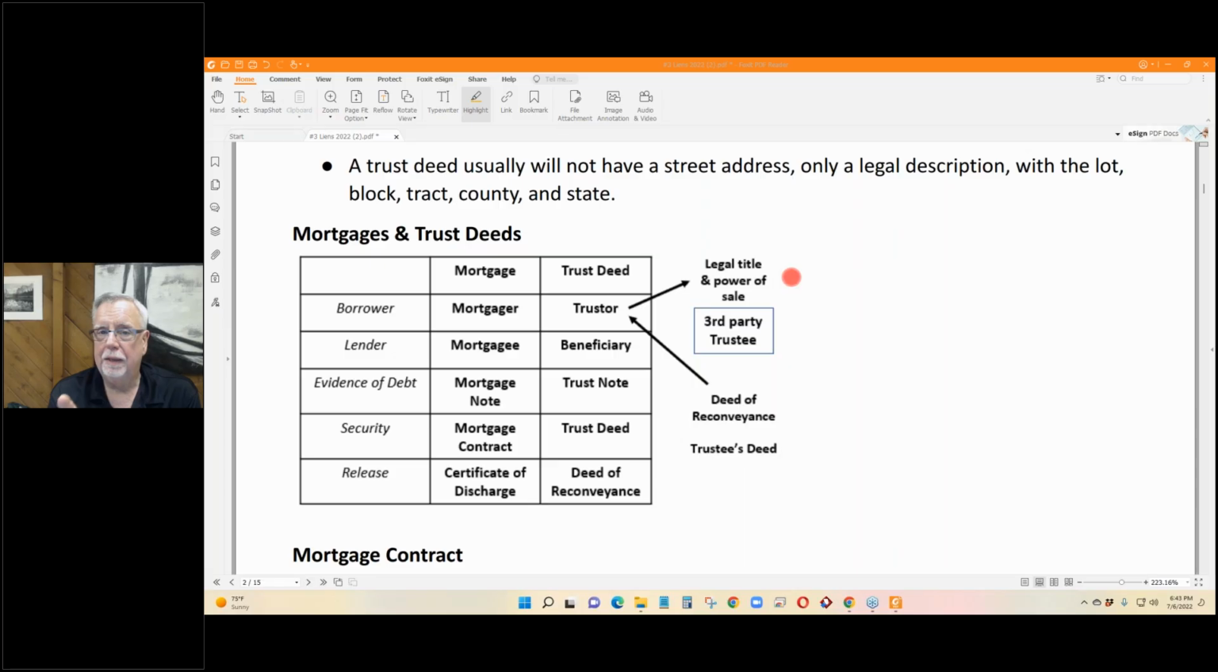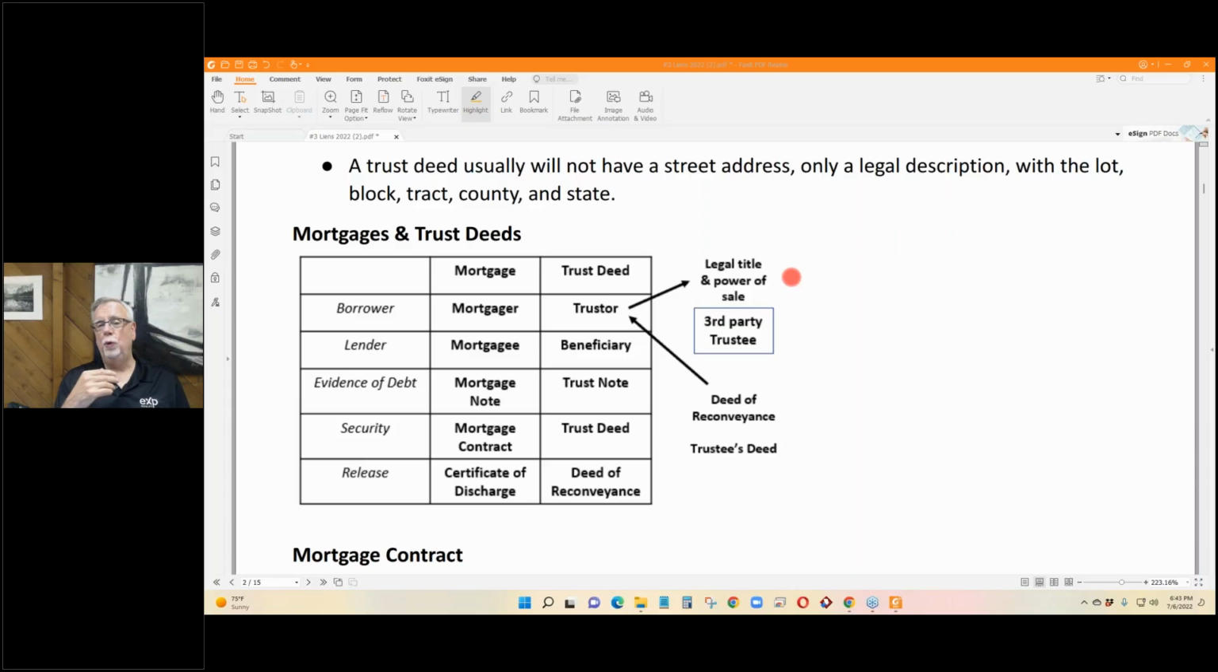Think of it like borrowing money on a car. You have to give up your pink slip to the lender. You give up your legal title with the power of sale. Because if you stop making payments for a few months, they're going to send two guys at midnight to get the car. And then once they got the car and they have your pink slip, they can sell the car.